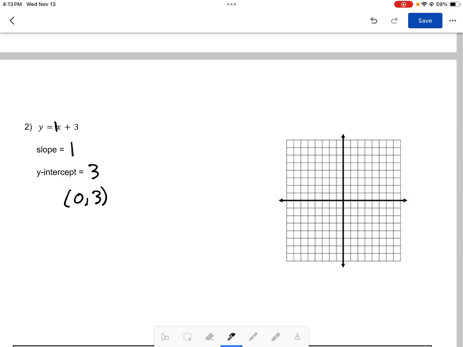Okay, so I'm going to start plotting at 1, 2, 3 on my graph. And my slope, my rise over run is going to be 1 over 1. So I'm going to go up 1 over 1. I'm going to do it again, up 1 over 1, and up 1 over 1. And then I'm going to draw my, oh, that's a bad line. I'm going to draw my line through those points. And there is my graph for number 2.